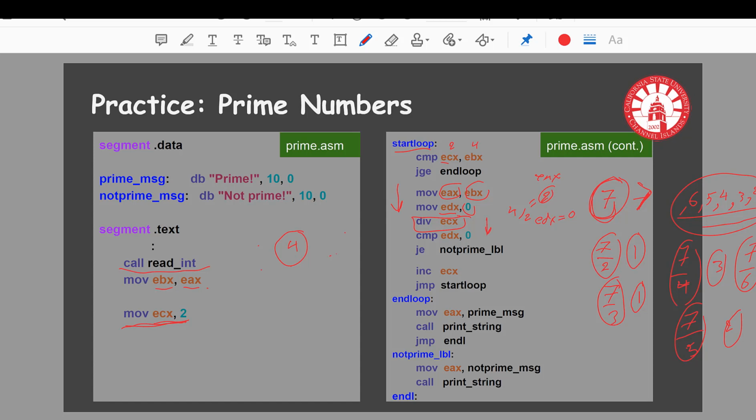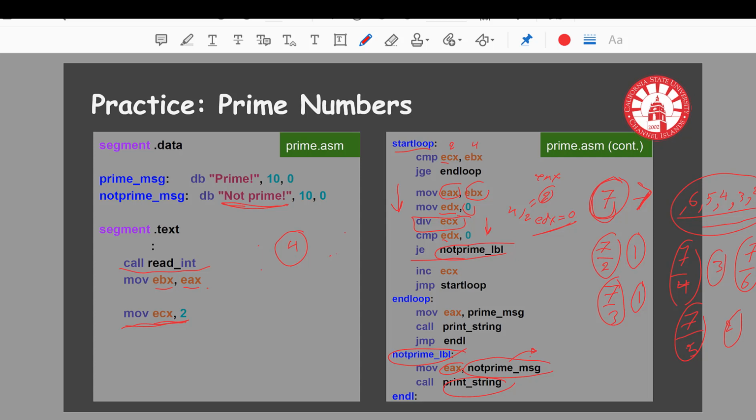So we move in here, we compare EDX with 0, and in our case, the value of EDX is 0. Therefore, we are going to jump to the not prime label. So the not prime label is in here. Then we put the not prime message into the EAX register and we print it out. What is the not prime message? The not prime message is this one. So this one is going to be printed out on the screen saying that the number 4 is not prime.